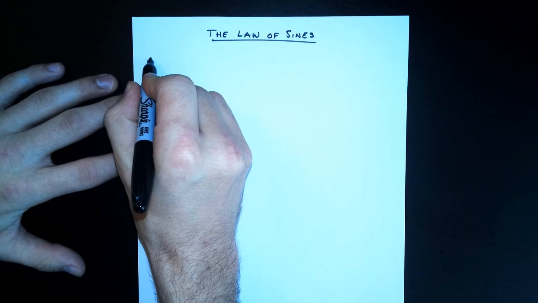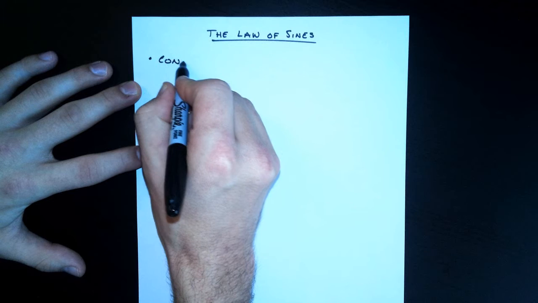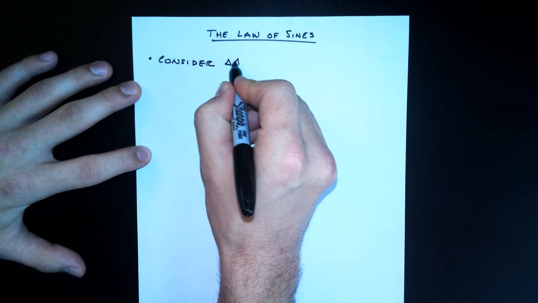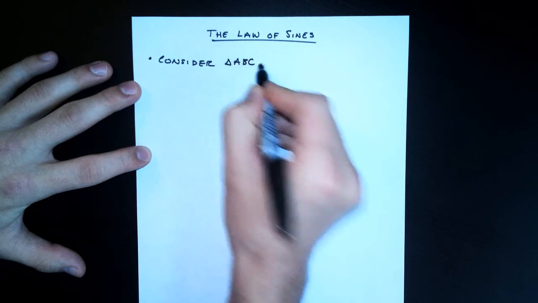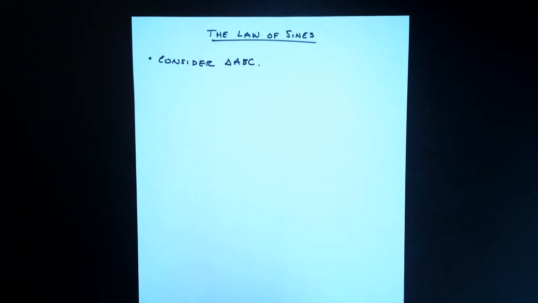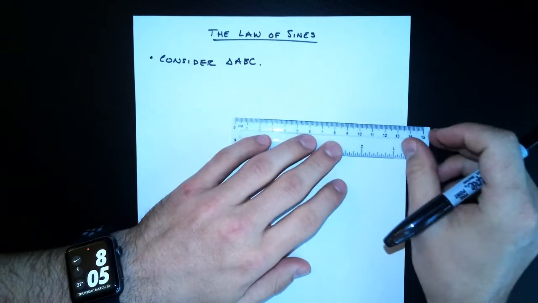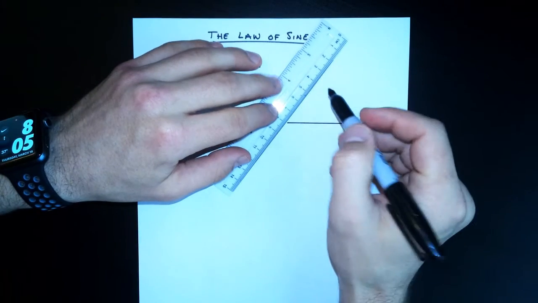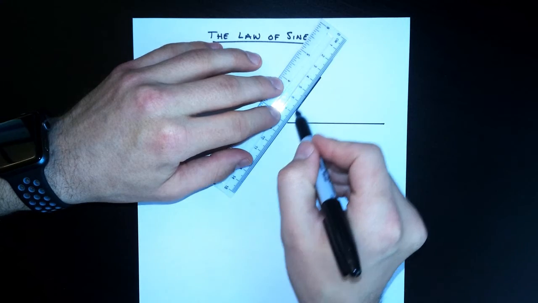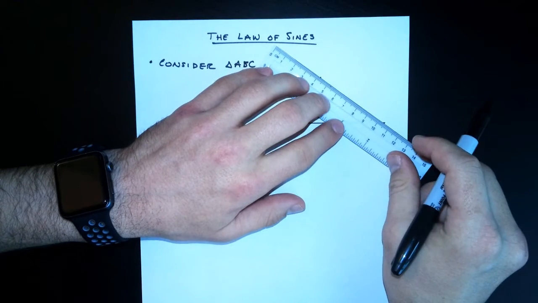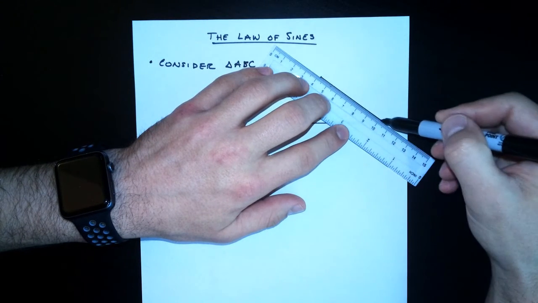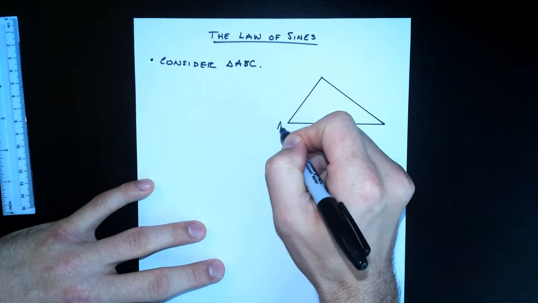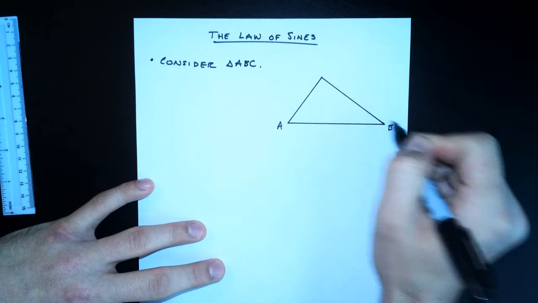So to start we need an arbitrary triangle, and let's call it ABC. Now this triangle can be a right triangle, it can be an obtuse triangle. Doesn't matter what kind of triangle we are dealing with, and this formula will work for it. So here's just an arbitrary triangle. Call it A, B, and C.